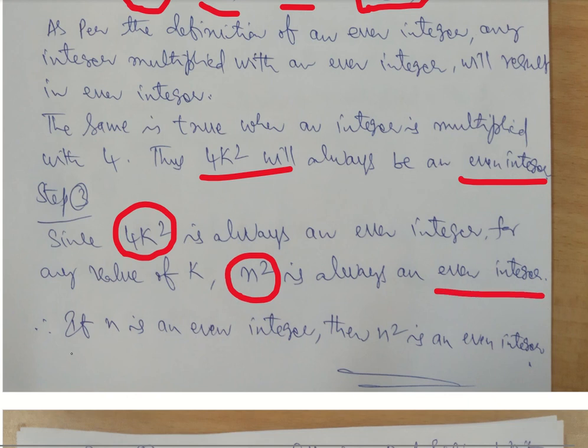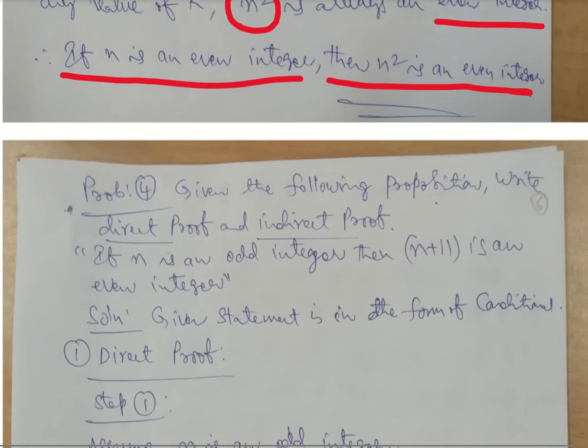So what is the final conclusion now? If n is an even integer, then n square also will be an even integer. So we have proved it using direct proof. Now let us take direct proof and indirect proof for the given statement.